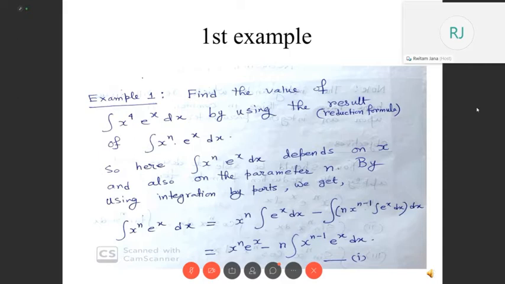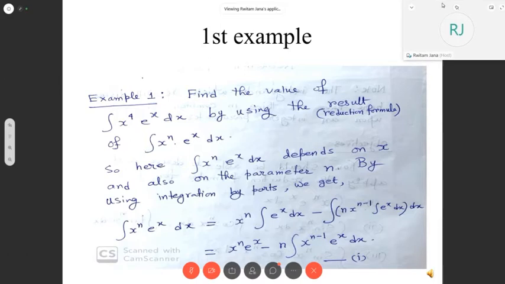so find the value of integration x to the power 4 e to the power x dx by using the reduction formula of integration x to the power n e to the power x. Yes, Pratyusha, if you have any questions? No, sir. Okay.